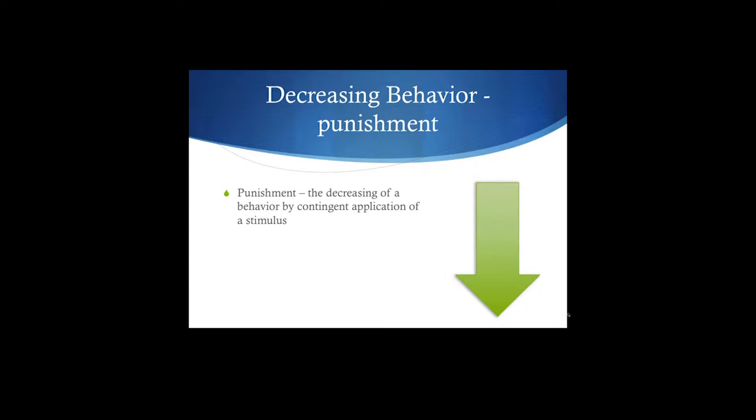So my definition is a little bit off. That definition is more appropriate for positive punishment. Again, punishment is just the decreasing of a behavior with a contingent application or removal of a stimulus. So that captures both of them. This is where it gets a little weird.